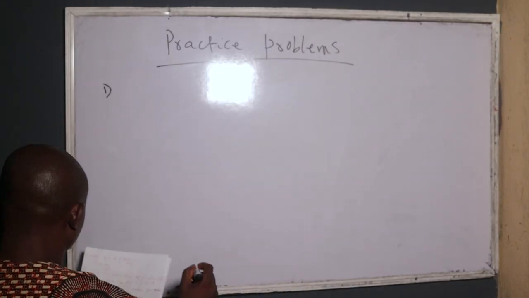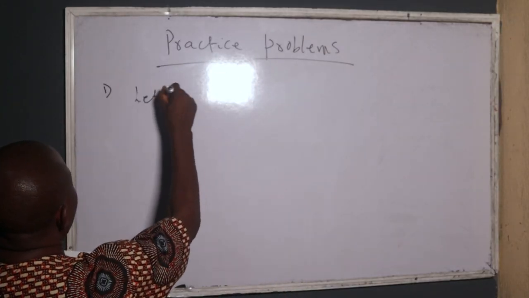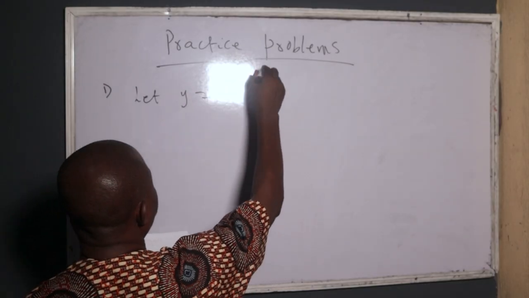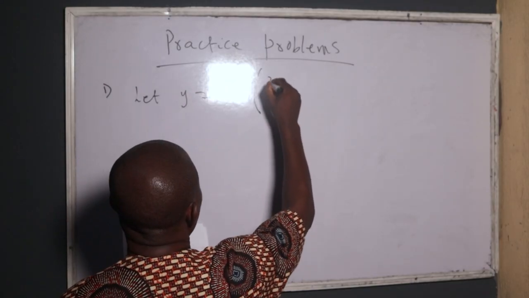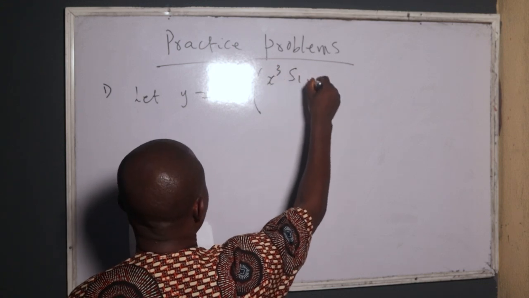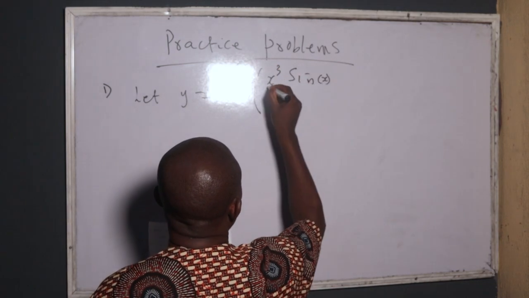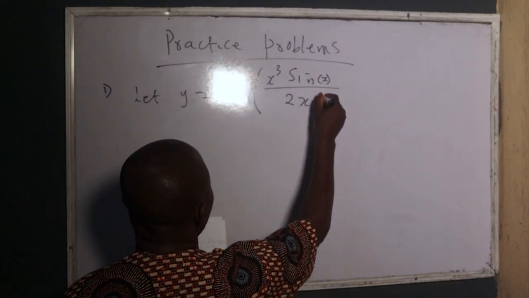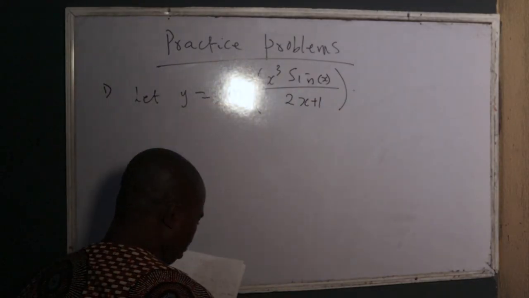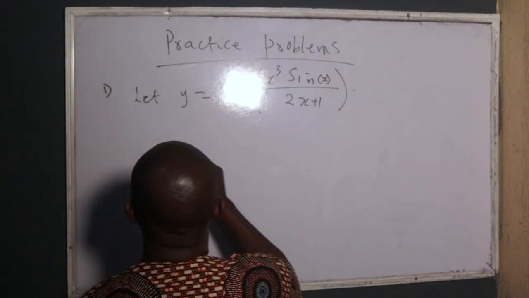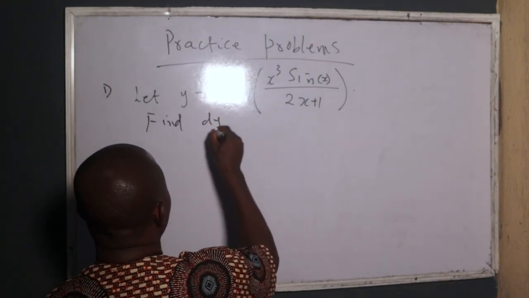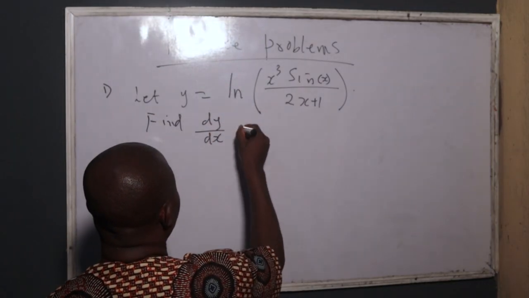Problem 1. Let y be ln of x raised to the power 3 sine of x, divided by 2x plus 1. The problem is to find the derivative of y with respect to x.